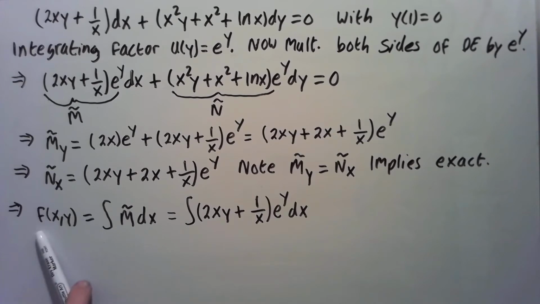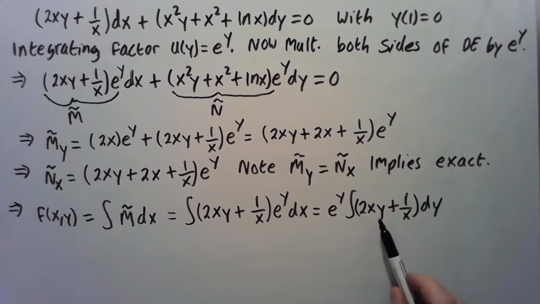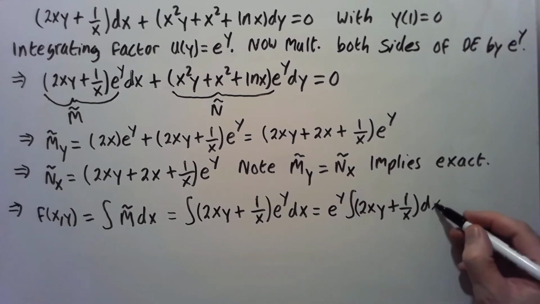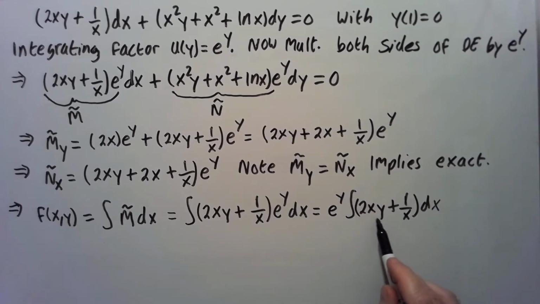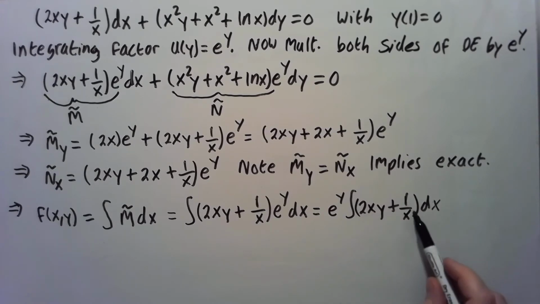So our small f, or our parent function here, will be the integral of m tilde with respect to x. My m tilde is this guy up here, so it's 2xy plus 1 over x, times e to the y. Now the e to the y you could pull outside the integral if you wanted to, so maybe I'll do that. Let me pull the e to the y out. So we're going to integrate 2xy with respect to x, not y here. So integrating 2xy with respect to x is going to become x squared y. Integrating 1 over x is going to become ln of x. So let me write it here.